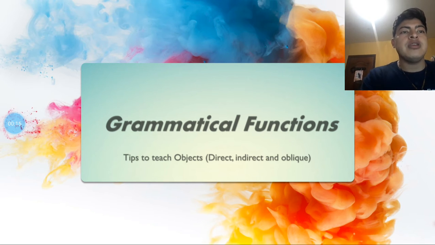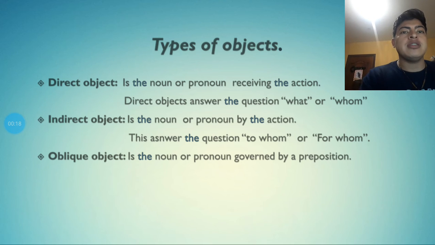So the first thing we need to know is that there are three types of objects: a direct object, indirect object, and oblique object. The direct object is the noun or pronoun receiving the action. Direct object answers the question what or whom. Indirect object is the noun or pronoun affected by the action. This answers the question to whom or for whom. Oblique object is the noun or pronoun governed by a preposition.